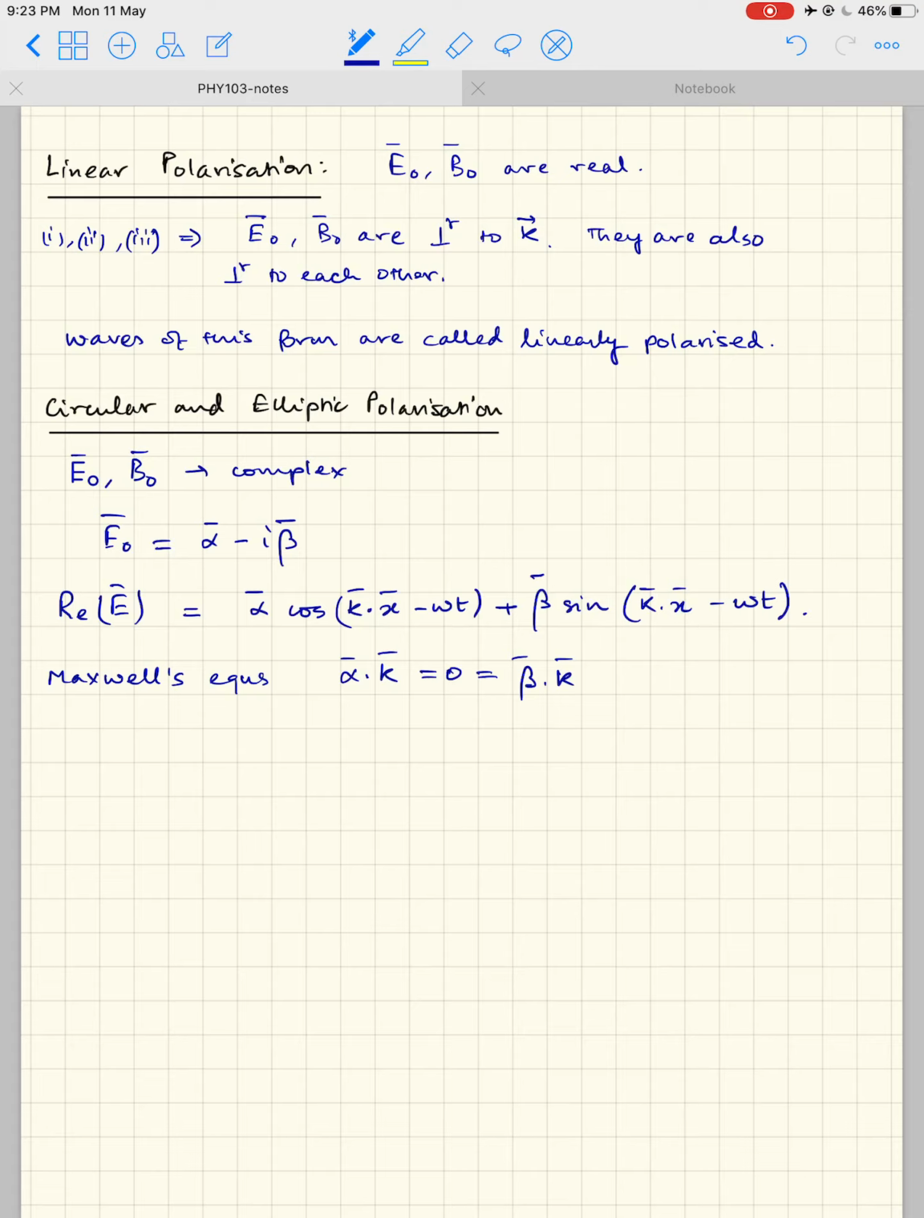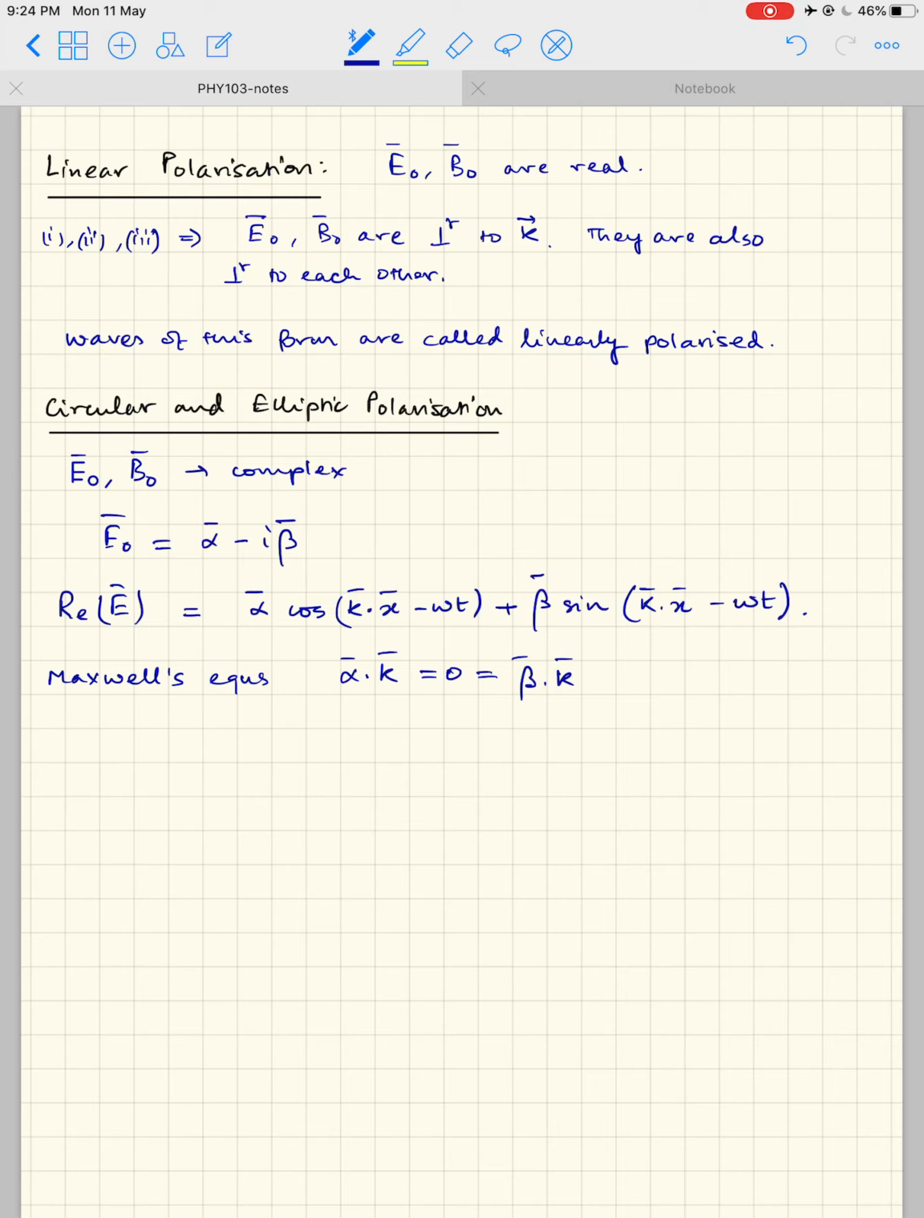So now if we look at the direction of E at some fixed point in space, say, let's take x equal to 0, we see that this does not point in any specific direction, but it is going to rotate in time within the plane that is spanned by alpha and beta.